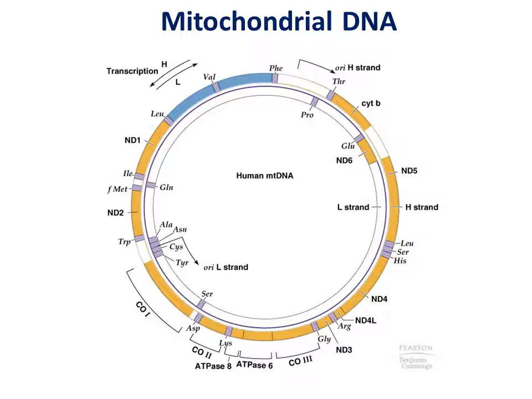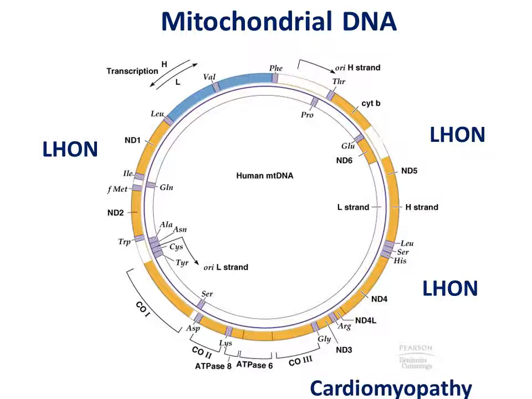What do we know about mitochondrial DNA? Well, it's a circular DNA containing 37 genes. A lot of the genes are involved in oxidative phosphorylation. We have some other key genes. This is called the Leber hereditary optic neuropathy. There's also other genes involved in cardiomyopathy, as well as this MRF gene, which is the myoclonic epilepsy and ragged red fiber disease. So there are a few disease states that are associated with mutations in mitochondrial DNA.